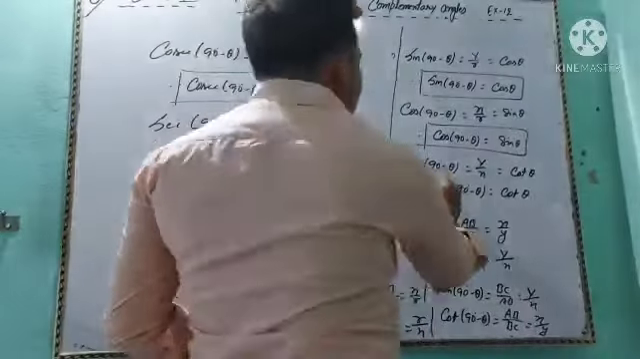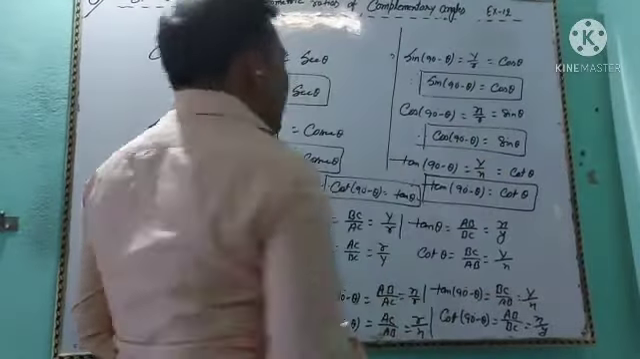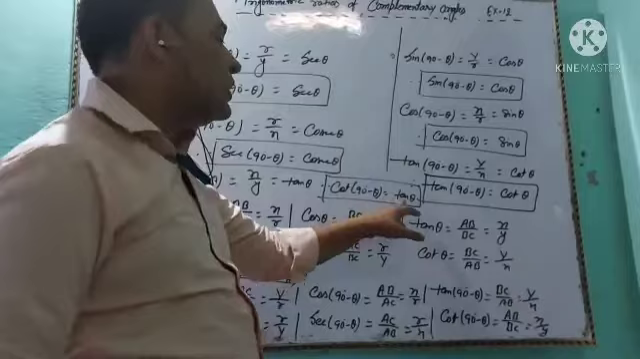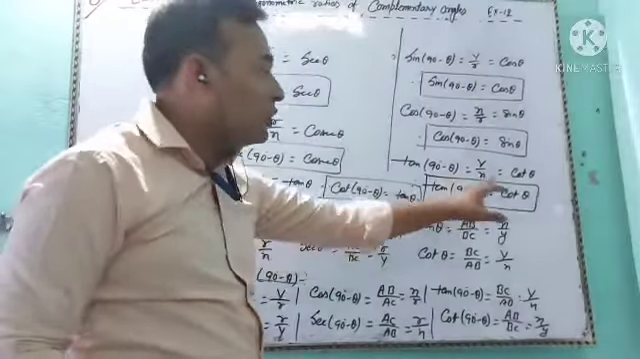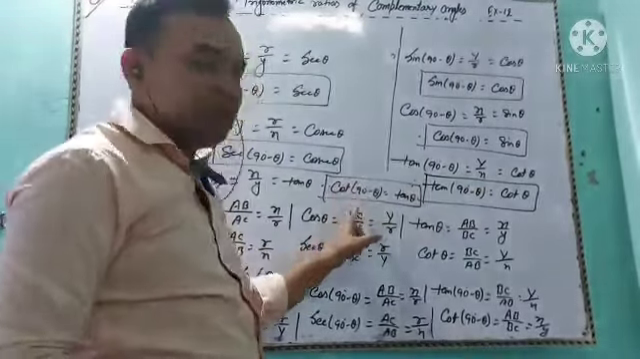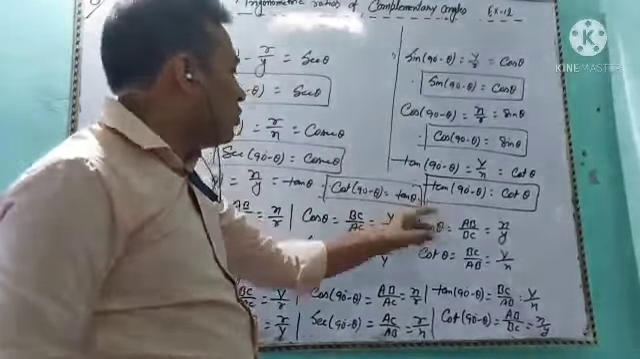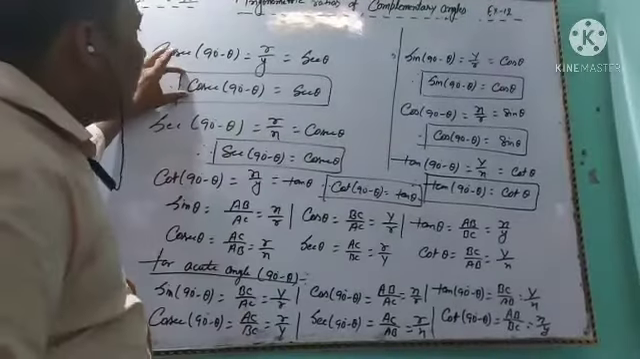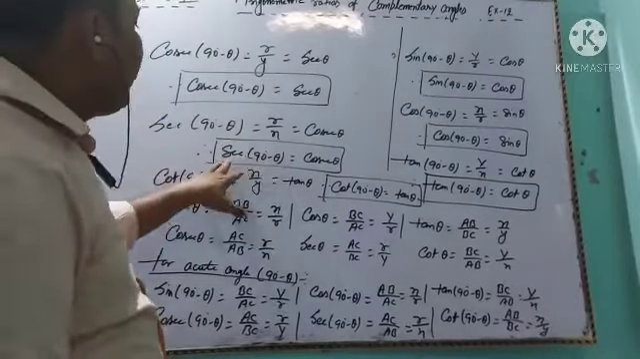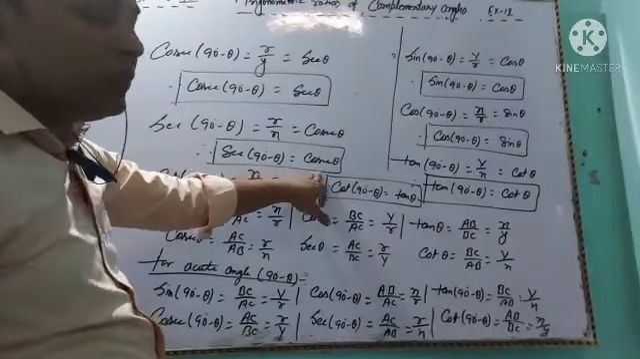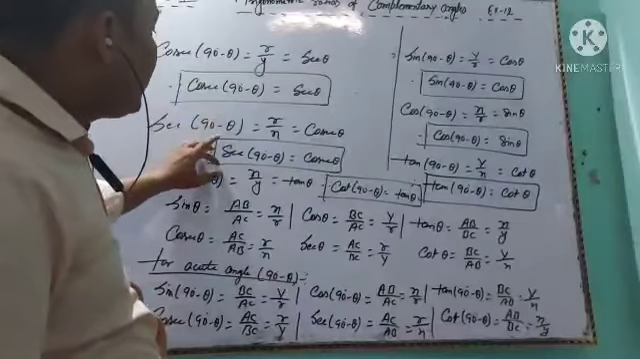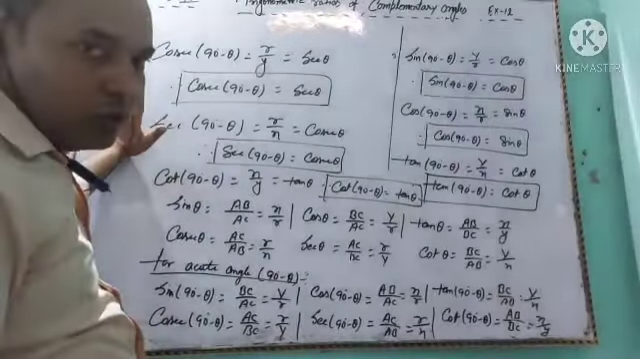Tan(90° − θ) is equal to cot θ, and cot(90° − θ) is equal to tan θ. Tan will change to cot and cot will change to tan. Okay, sin to cos, cos to sin, tan to cot, cot to tan, and cosec(90° − θ) is equal to sec θ, and sec(90° − θ) is equal to cosec θ. So cosec will change to sec and sec will change to cosec. Okay students.